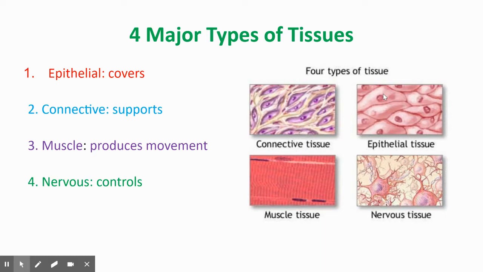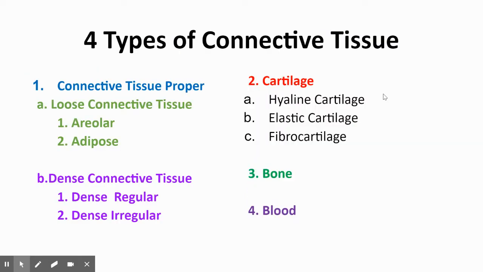The key word that goes with connective tissue is supports. These are tissues in the body that are going to provide support in different ways. That's the one word that summarizes the job of connective tissues. Now, there are lots of different connective tissues that we're going to go over. We've got four big categories, so that's why we're splitting this up into two parts.